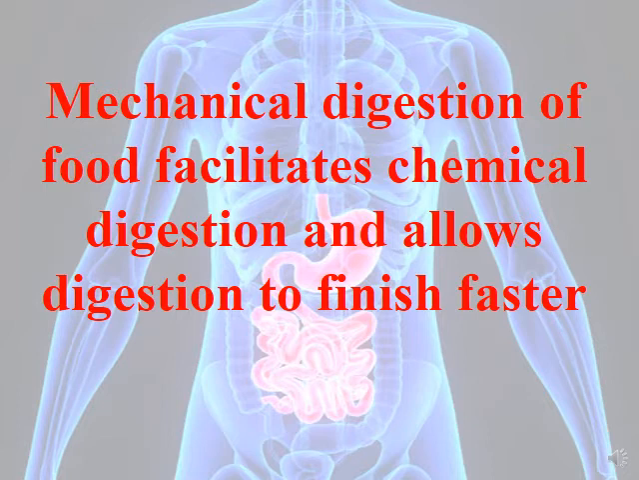For example, if you eat a large piece of meat and a small piece of meat, which one is going to be digested faster? Sure, the small piece of meat. So mechanical digestion has an important role, since it breaks down food into smaller pieces, which helps the chemical digestion and allows the digestion to finish faster. Without mechanical digestion, we will have problems in the digestion of food.